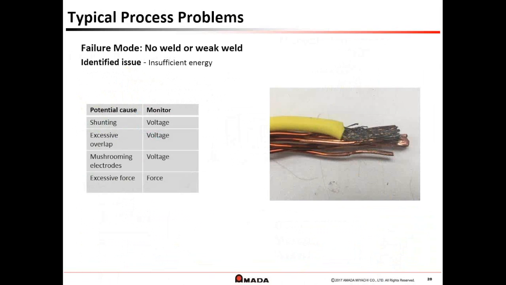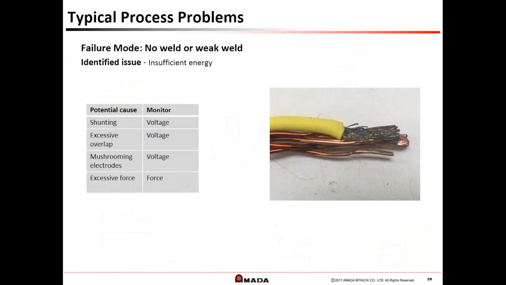So then we come to the fun part. Okay, I have a problem. I'm getting rejects from my monitor. How do we find what's going on with the weld? What do we look for? This failure mode here is a no weld or a weak weld. We can see over there that this thing didn't weld very well. We have strands hanging off.